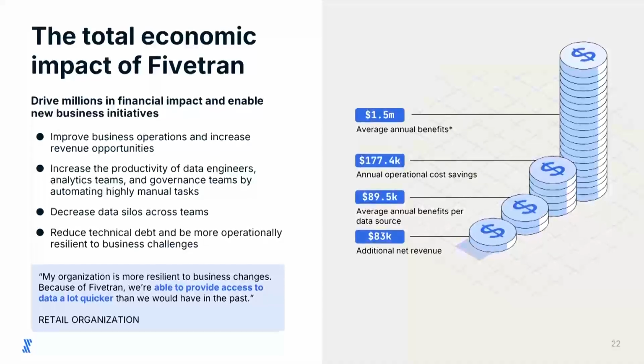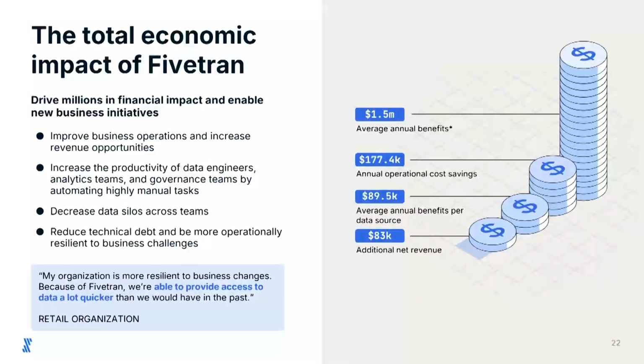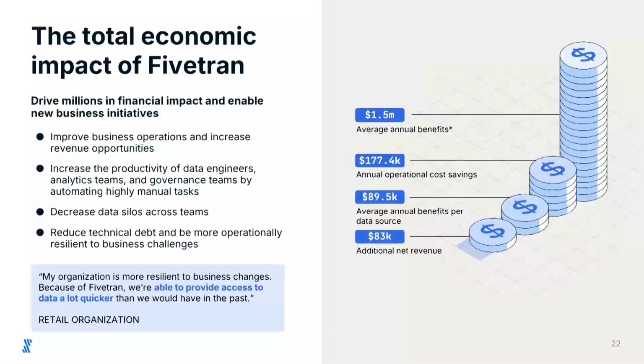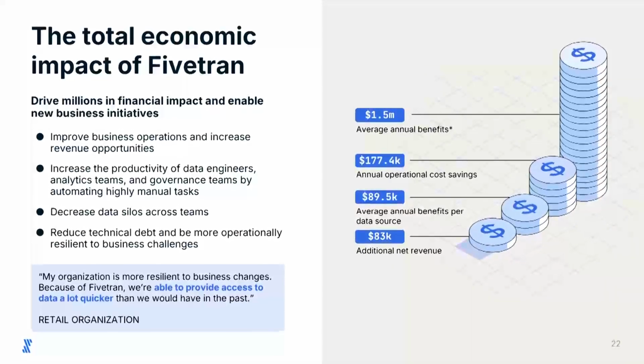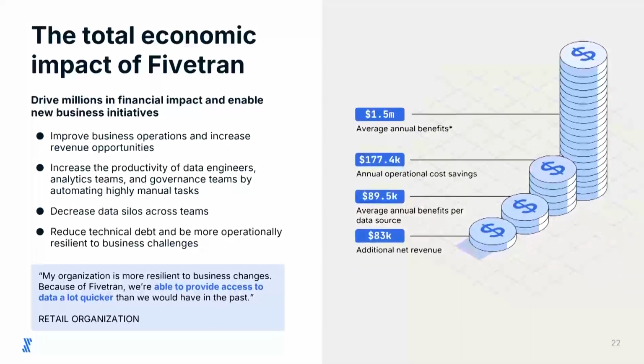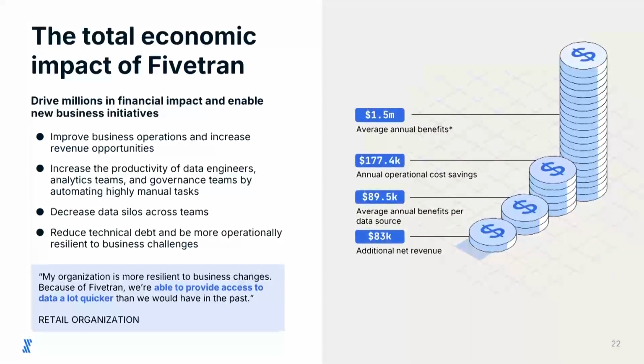So essentially Fivetran's orchestrating everything for the data pipelines. It was also the annual benefits for each data source. What they found was that it was faster and cheaper for them to use Fivetran to spin up these data sources than it was to build the pipelines on their own. And then there was, I guess, 83,000 in additional net revenue.